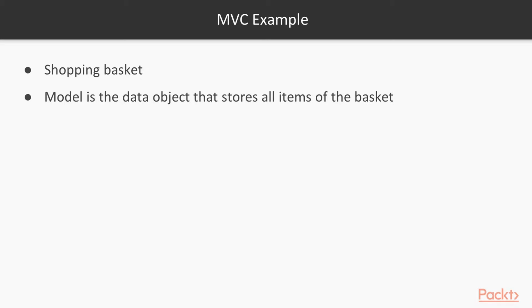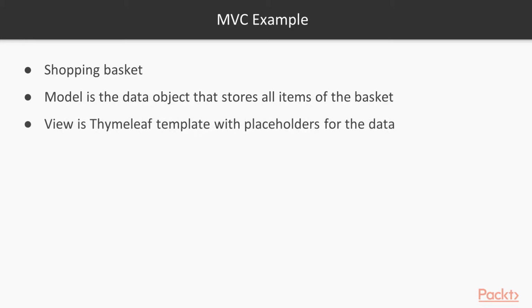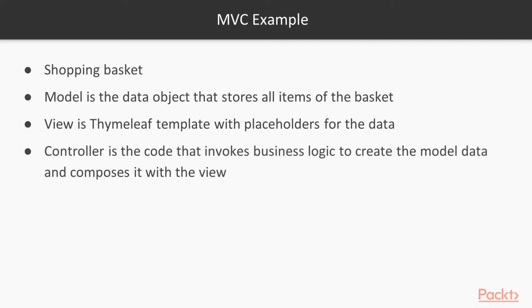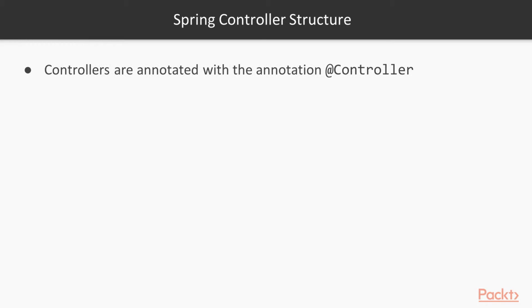Just to lighten it up a little bit, a very simple example could be a shopping basket. Usually, shopping basket is the example that tutorials select because it's very simple. In this case, model is the data object that stores all items that are in the basket, including all the data about the individual products. The view can be many things, but in our example, it will be a Thymeleaf template, which contains placeholders for the data. And controller is the code that invokes business logic to create the model data and composes it with the view. When we program, we spend most of our time creating the controller in Spring.